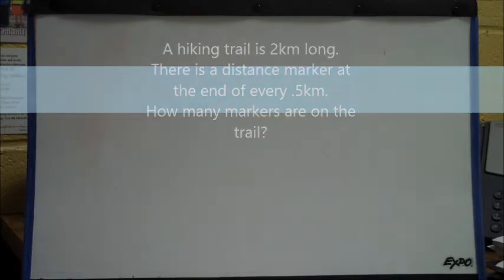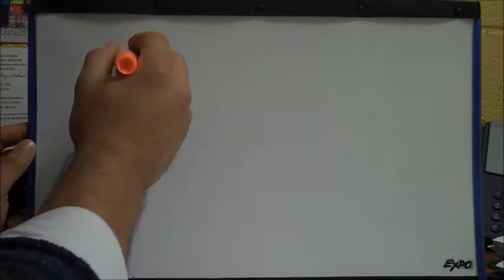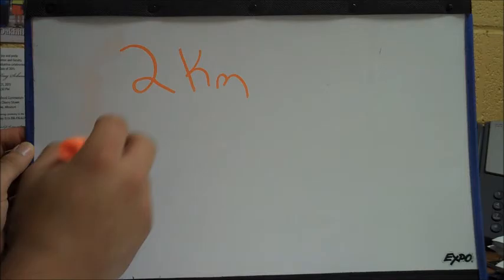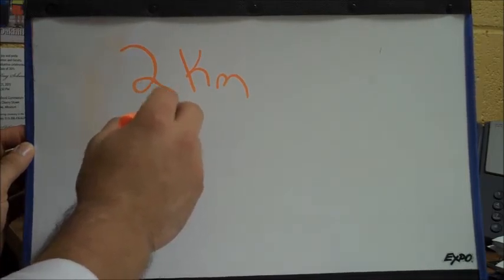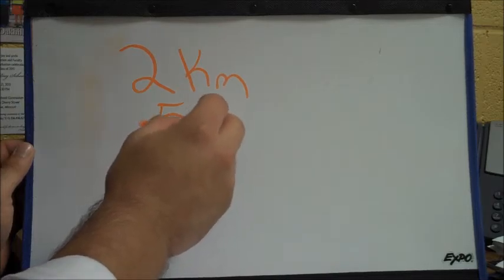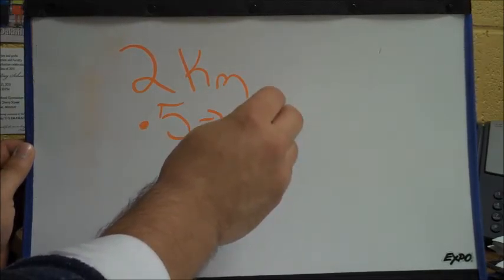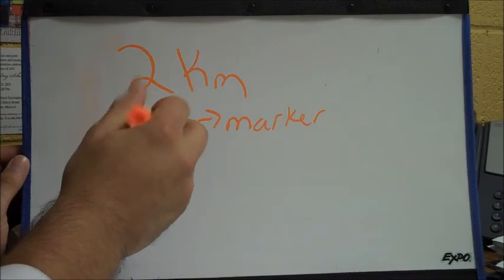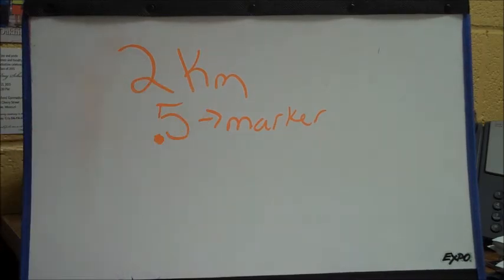What we're looking at is a hiking trail that is 2 kilometers, and every half kilometer there is a marker, something marking the trail, telling you that you've gone half of a kilometer. So how are we going to figure out how many markers are on the trail total?